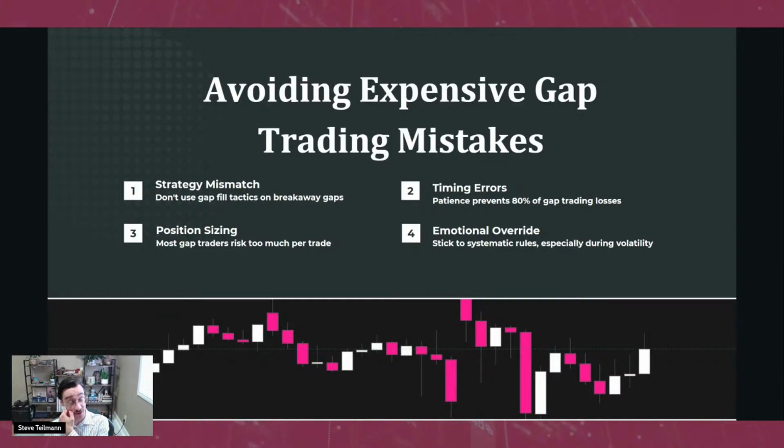Timing errors are another thing. It's so easy to just get in too early. Like that example, if you just slammed it right at the open, you'd be down like 4 or 5% before you ever saw a turnaround. And depending on your position sizing, that could be a big deal, right? So it's super important to be patient, wait for your spots, wait for your strategies to play out.